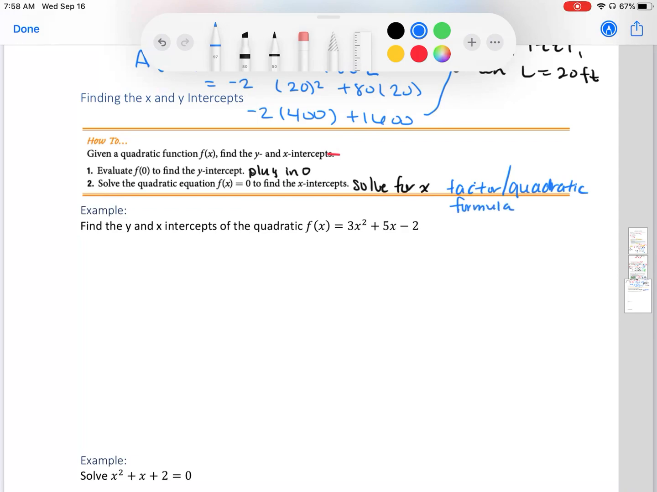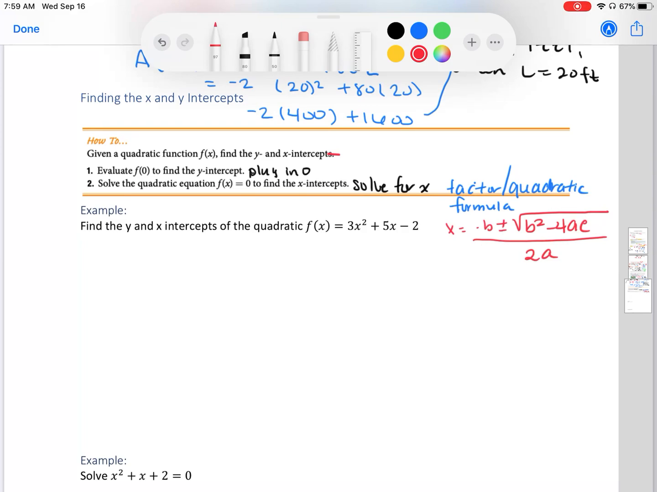And that would give you your x-intercepts. Now, if you're left with x-intercepts with an i, then they're not points on our graph. That means our graph never touches the x-axis. And to remind you, your quadratic formula is x is equal to negative b plus or minus the square root of b squared minus 4 times a times c, all over 2 times a.